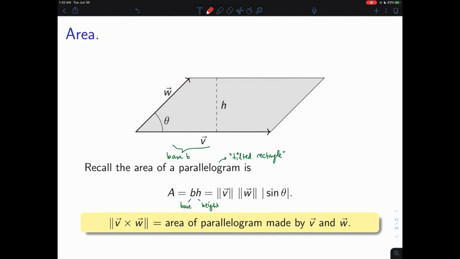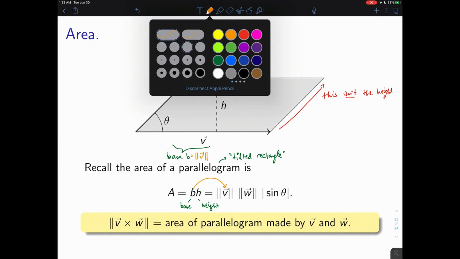I mean, the difference with a rectangle is that this isn't the height of the parallelogram, right? That's the difference with a rectangle. In a rectangle, the height is the same thing as one side. But in this parallelogram, what's going on? Well, the base is V, or magnitude of V. The base B is the magnitude of V.